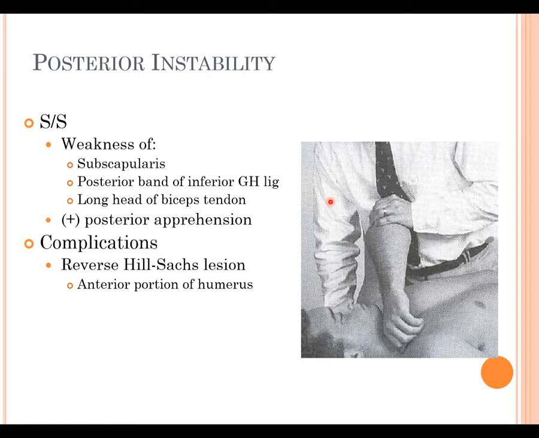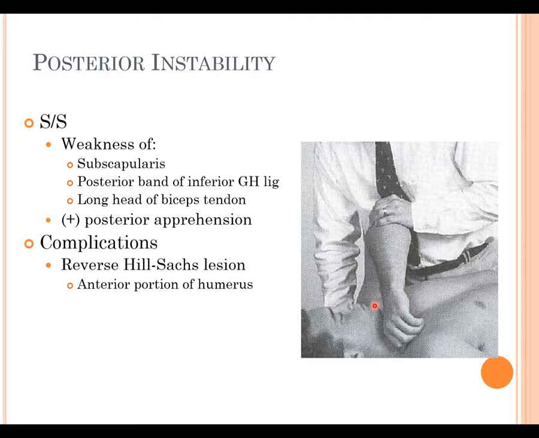The picture here is your posterior apprehension test, where you put the arm into 90 degrees of shoulder flexion. The examiner is going to feel underneath the shoulder and then push straight down and apply an axial load through the humerus. And the goal, just like with the anterior apprehension, is to basically watch their face and what kind of results you get, as well as feel for any kind of movement of the humeral head from the glenoid fossa.